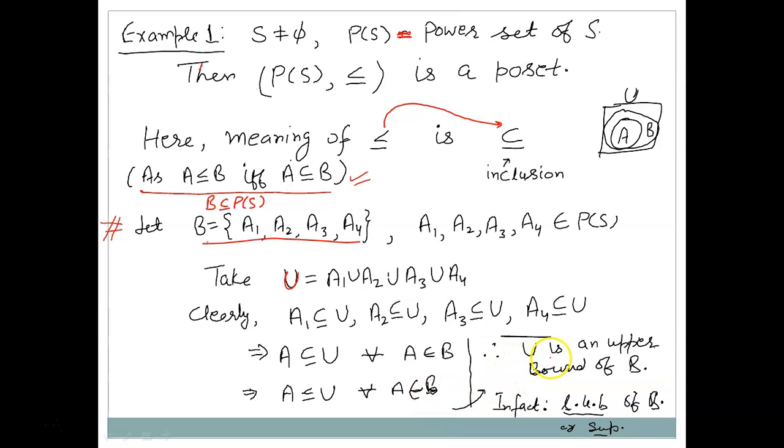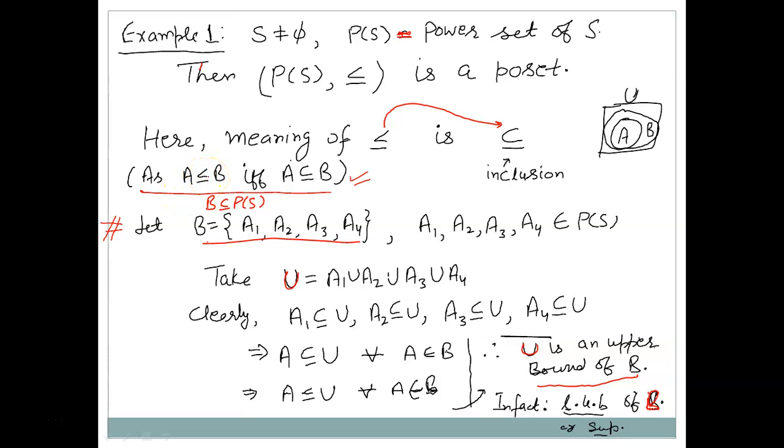Therefore, in view of the definition of upper bound of the set, because all elements of B are less than or equal to U, U is an upper bound of B, and in fact it will be the least upper bound of B. Why? Because in this union, if we add more sets, there can be an infinite number of upper bounds, but among those this U is the least one, so that is why it is the least upper bound or supremum of this set B.